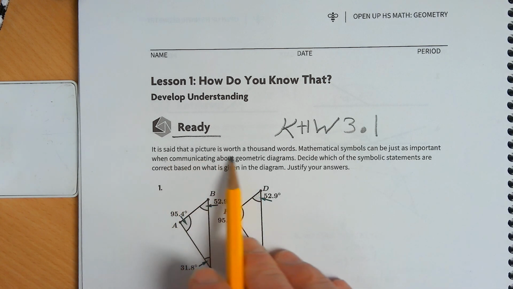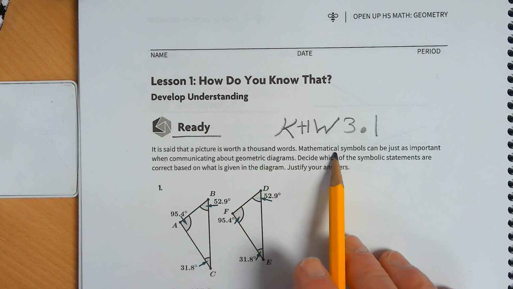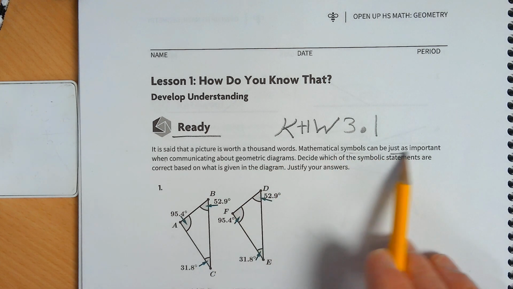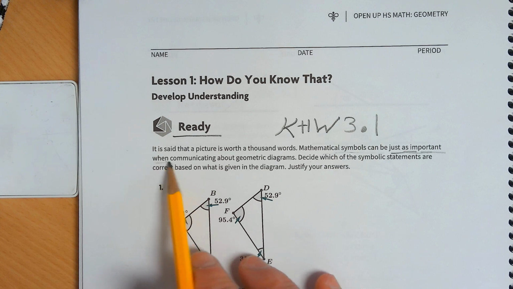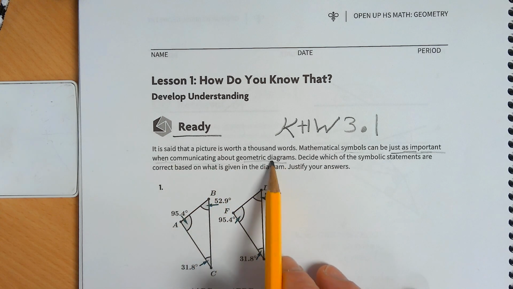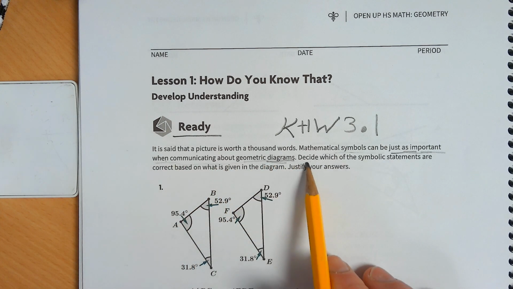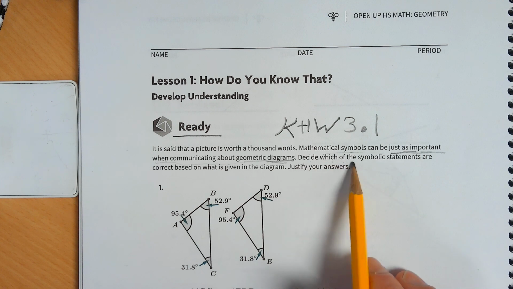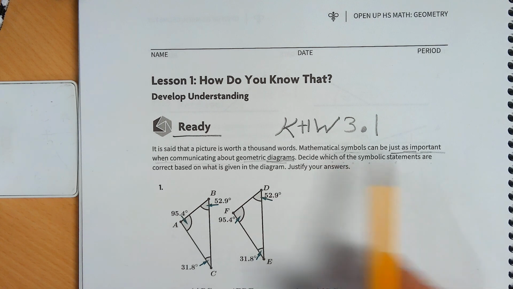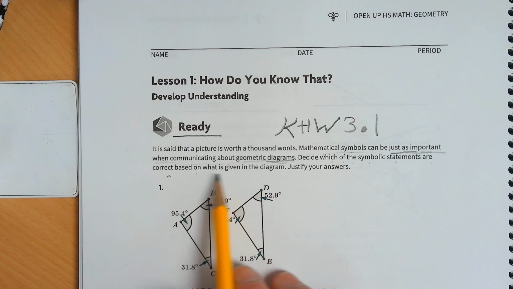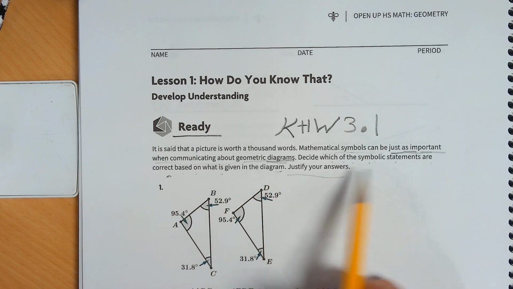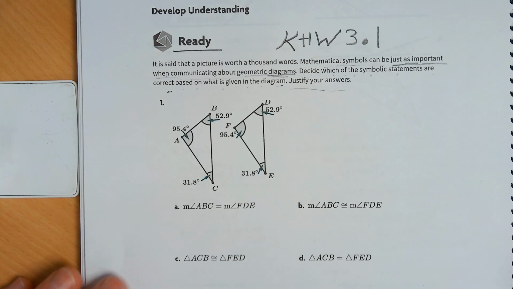It is said that a picture is worth 1,000 words. Mathematical symbols can be just as important when communicating about geometric diagrams. Decide which of the symbolic statements are correct based on what is given in the diagram. Justify your answers. Okay, so this is a little bit of a test of the symbols we use.